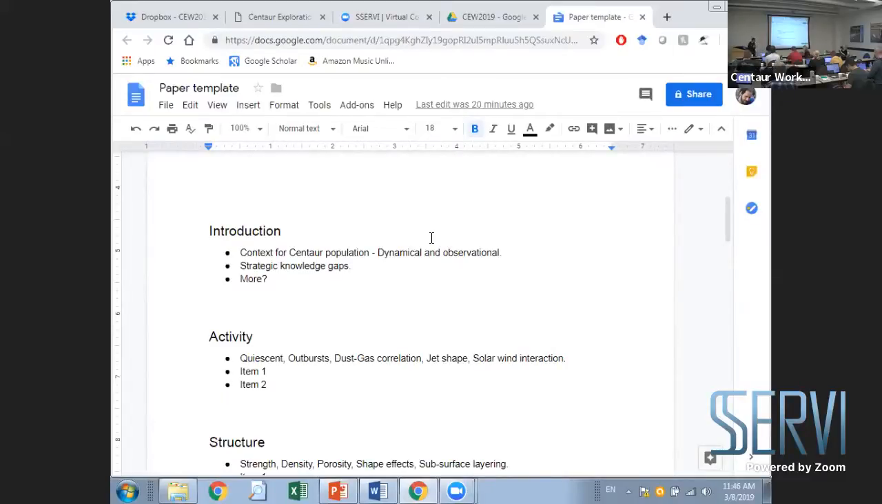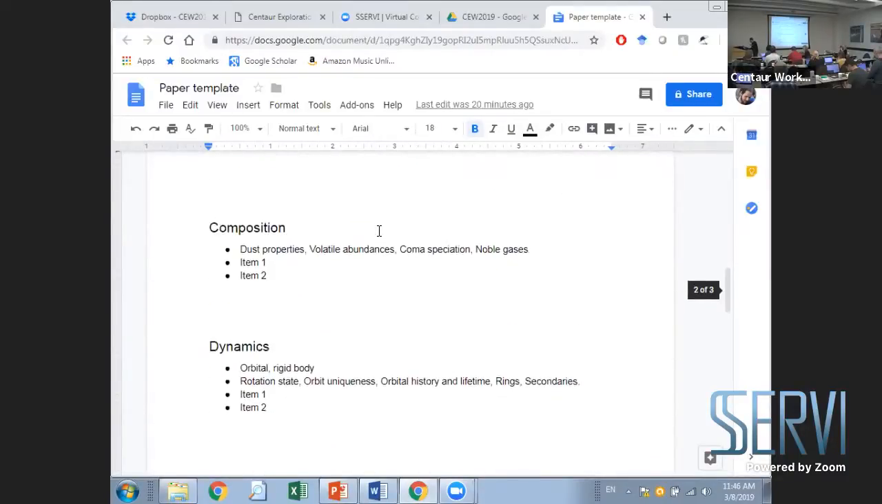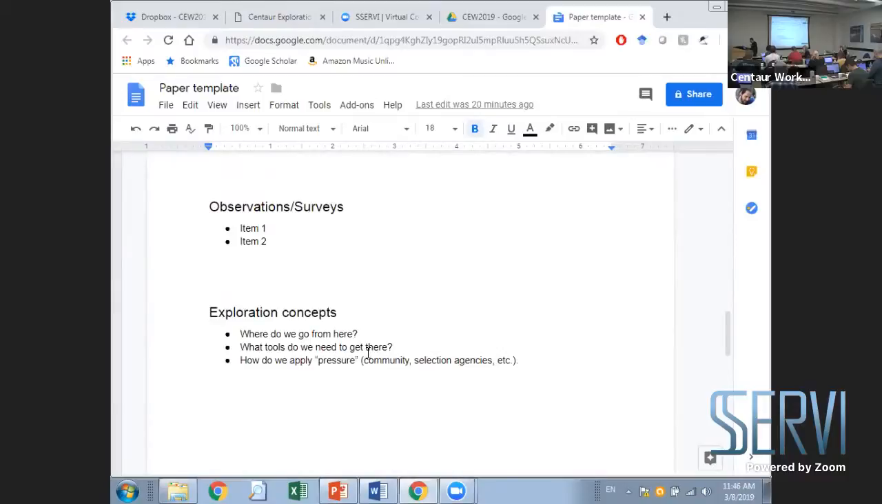The basic structure for the workshop summary paper that I thought of is just following the sections that we've had, obviously. There are 1, 2, 3, 4, 5, 6 sessions, plus a part about exploration concepts. I'll just start from the end because that's the only one I actually wrote some bullet points that make sense.